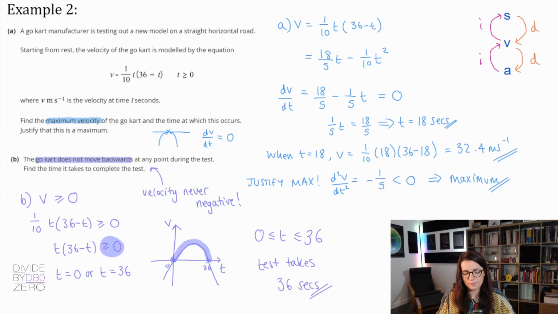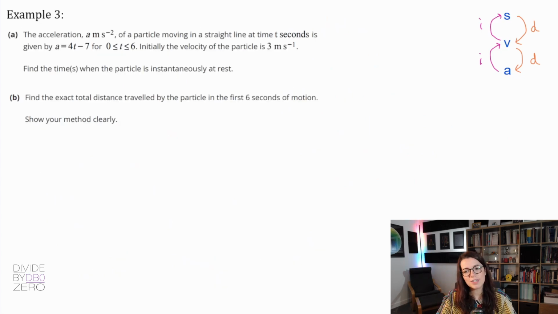And that's it. Example 3. The acceleration a of a particle moving in a straight line at time t seconds is given by a equals 4t minus 7 for t between 0 and 6. Initially, the velocity of the particle is 3 meters per second. Find the time when the particle is instantaneously at rest.